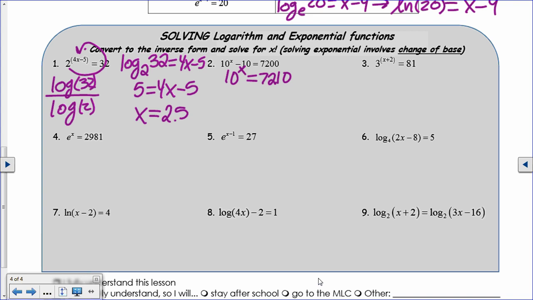Okay, do that first. Now that it's all neat and tidy, what do you have to do? You have to turn it into the log form. So again, do your loop, right? It would turn into log base 10, which you don't have to write, of 7,210 equals x.